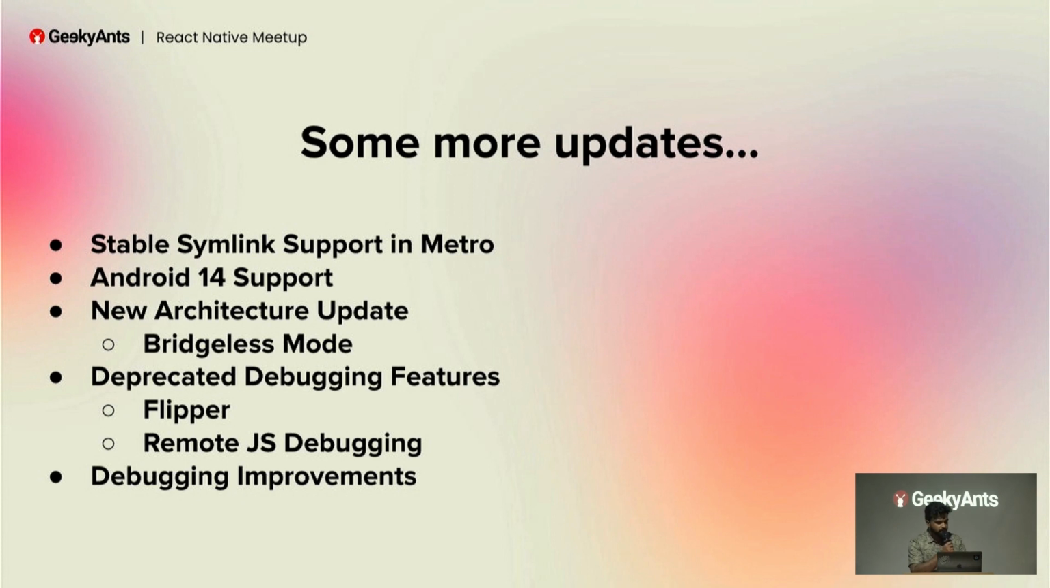Apart from that, there are some updates on the debugging side as well. Flipper has been deprecated, and a new experimental debugger has been added for JS debugging. I think currently it is experimental, but it has a lot of capability, so you should give it a try. Also, the documentation around debugging has been updated, so go ahead and have a look.